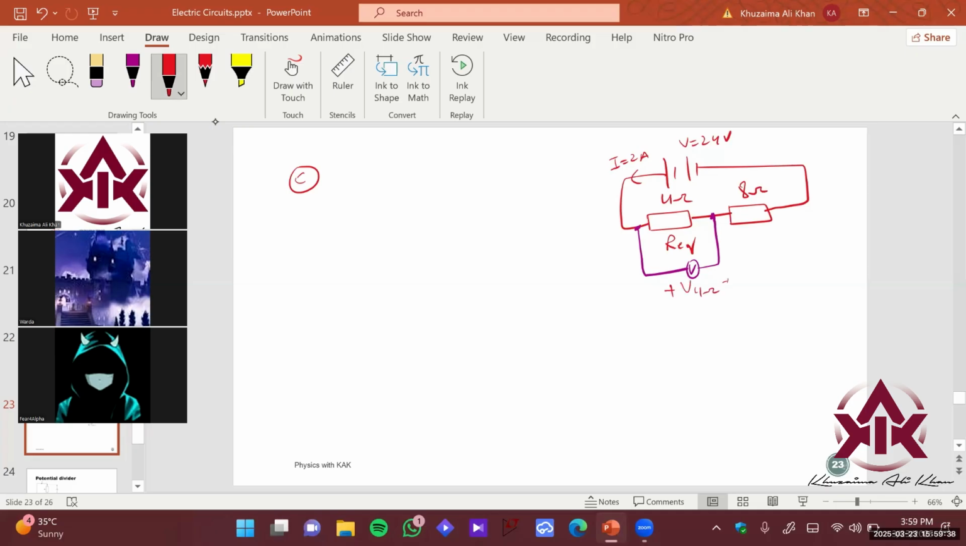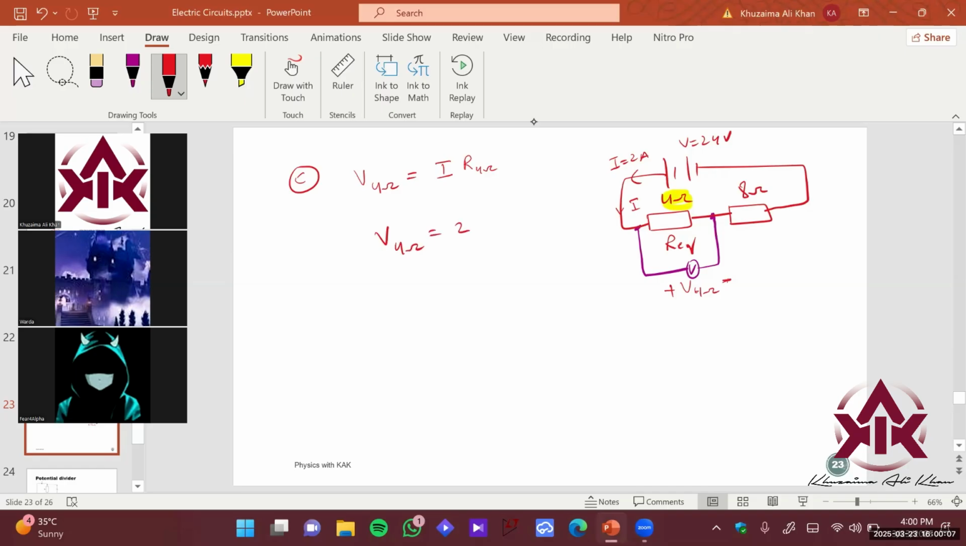V 4 ohms. For this, I know the current flowing through the components, that is I. I have already found I. I know the resistance of this equivalent resistor, that is 4 ohms. I can find the potential difference across 4 ohms simply, right? That is going to be I flowing through the circuit times the resistor of 4 ohms. So simply put in the values to get your answer.